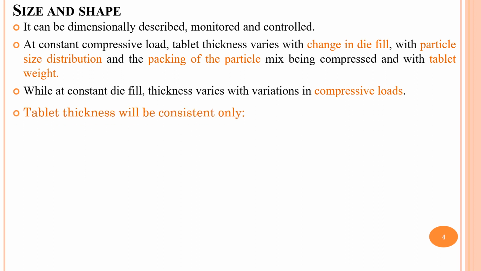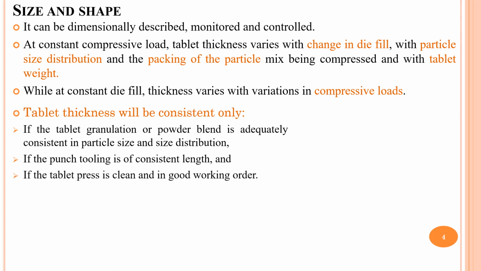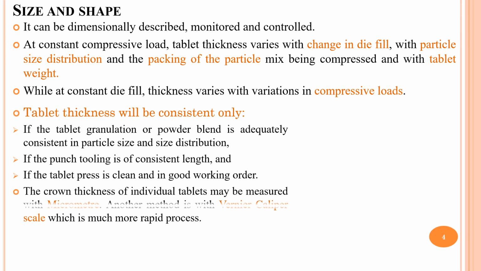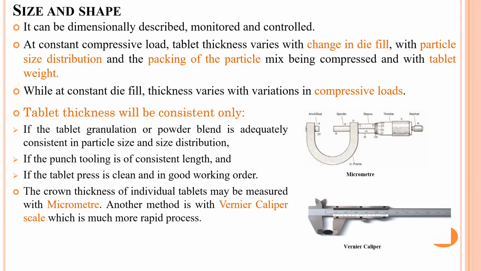Tablet thickness will be consistent only if the tablet granulation or powder blend is adequately consistent in particle size and size distribution, if the punch tooling is of consistent length, and if the tablet press is clean and in good working condition. The crown thickness of individual tablets may be measured with micrometer. Another method is with vernier caliper scale, which is much more rapid process.